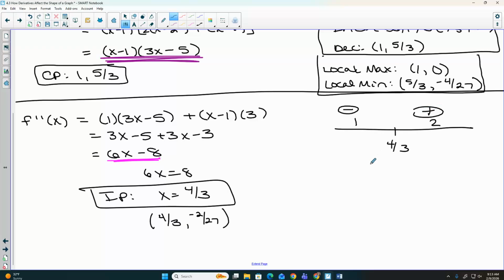So that means my graph is concave down from -infinity to 4/3. Concave up, whoops, from 4/3 to infinity.